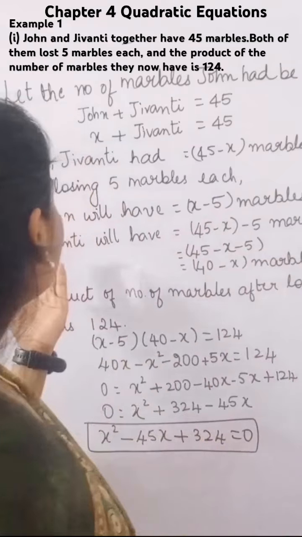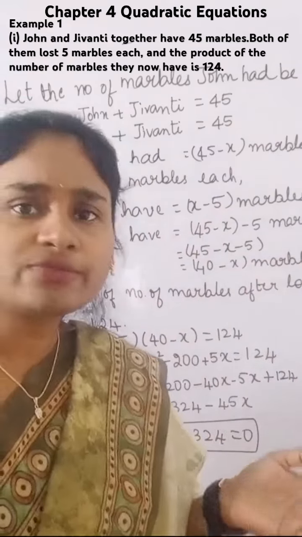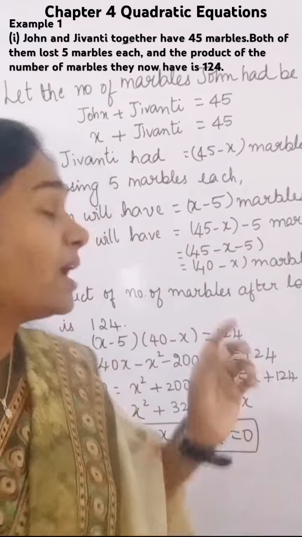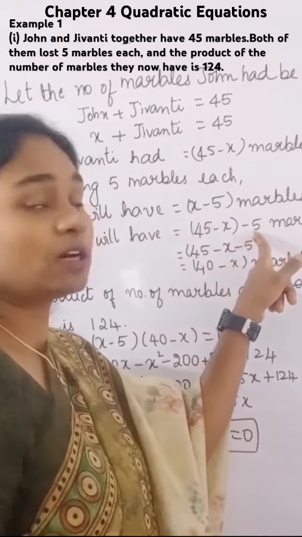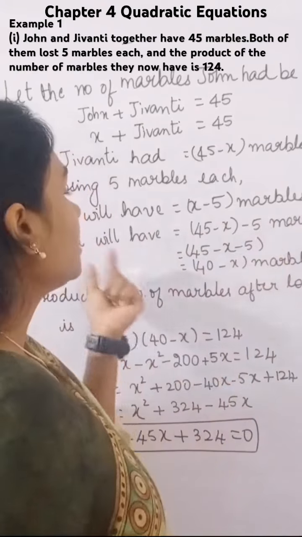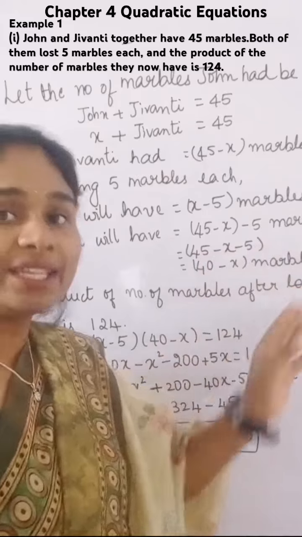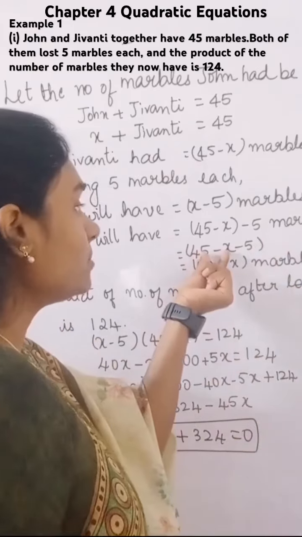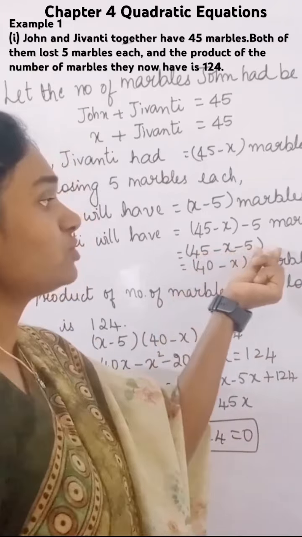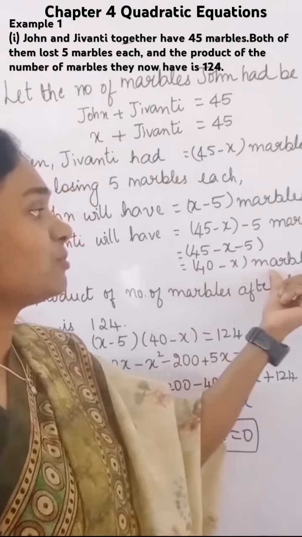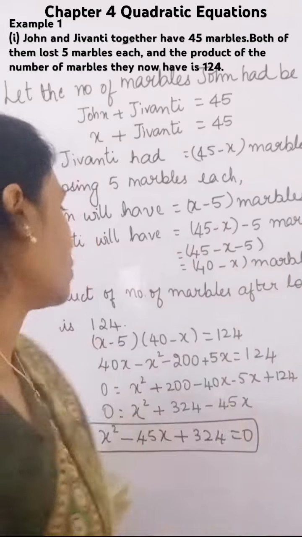Similarly, Jeevanti also lost 5 marbles. Initially she had 45 minus x marbles, and after losing 5 marbles, the number of marbles that she has is 45 minus x minus 5. So from this we have to subtract 5, right? So now 40 minus x marbles is what she is left with.